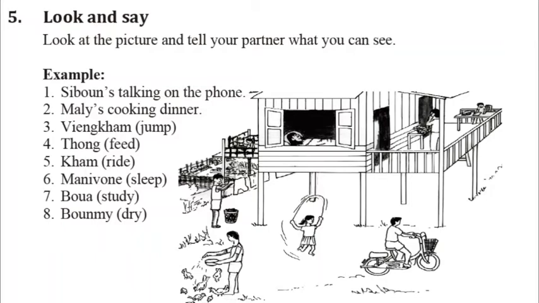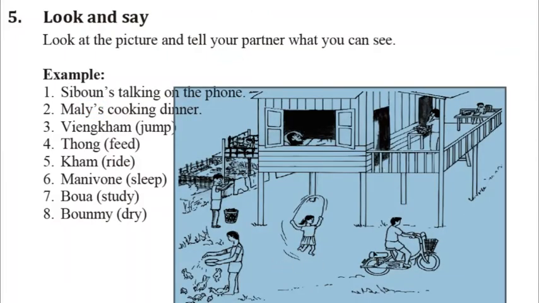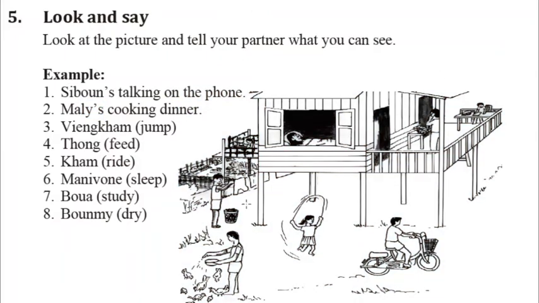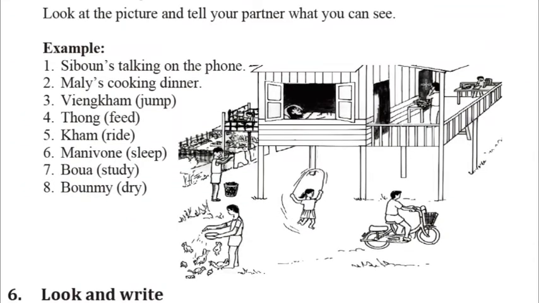Number 1, Sibun's talking on the phone. Let's have a look and see. Oh, there he is right there talking on the phone. Now, Mali's cooking dinner, right? Where is Mali? Let's see. Mali is cooking dinner. I don't see her. Oh, there she is. Okay, let's take a look at Wenkam.